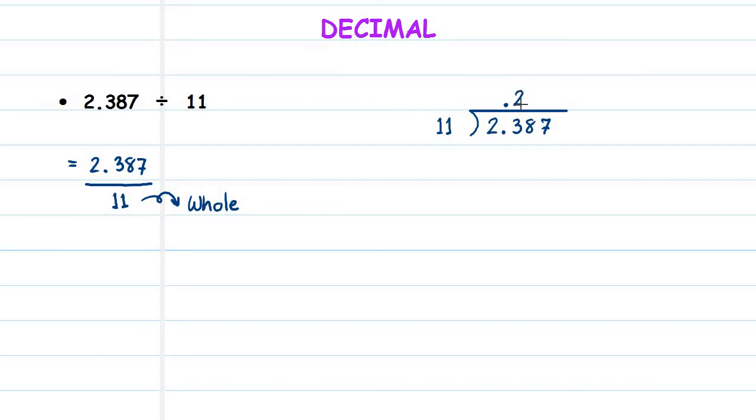First, we will get 2. 11 times 2 gonna give us 22. And 23 minus 22 will give us 1. Now we can pull down 8. 11 times 1 will give us 11. And 18 minus 11 will give us 7. Now we can pull down the 7. And 11 times 7 will give us 77. And that is it. So the answer here is 0.217.